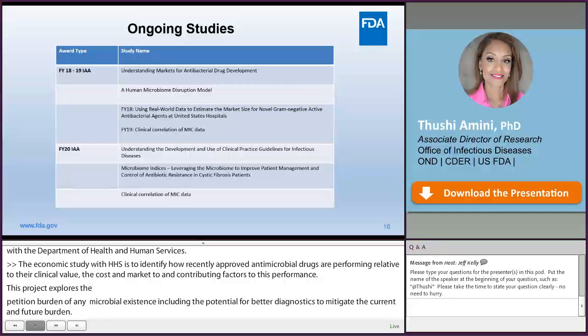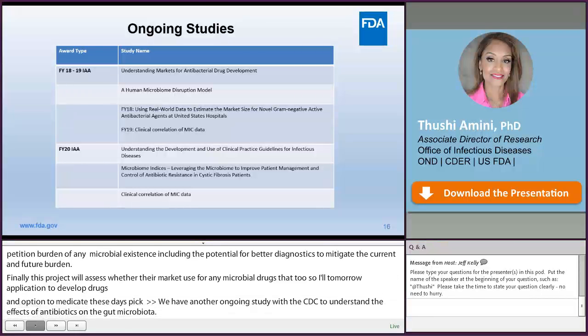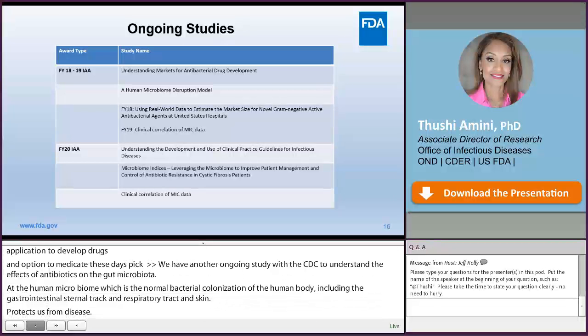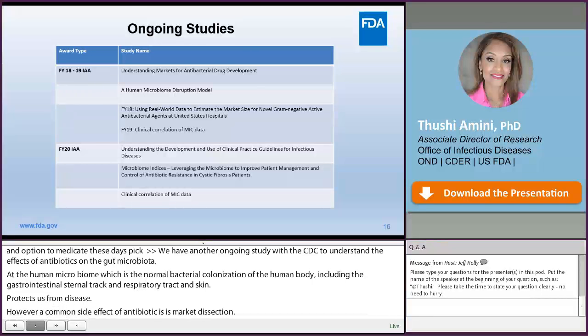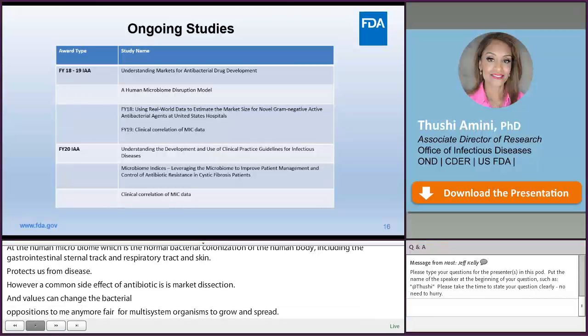We have another ongoing study with CDC to understand the effects of antibiotics on the gut microbiome. The human microbiome, which is the normal bacterial colonization of the human body, including the gastrointestinal tract, the respiratory tract, and skin, protects us from disease. However, a common side effect of antibiotic use is microbiome disruption, where antibiotics can change the bacterial populations to make it a more favorable environment for multi-drug resistant organisms to grow and spread. The CDC study will identify and validate biomarkers of microbiome disruption in a microbiome model to measure antimicrobial disruption of the GI and in the respiratory tract.